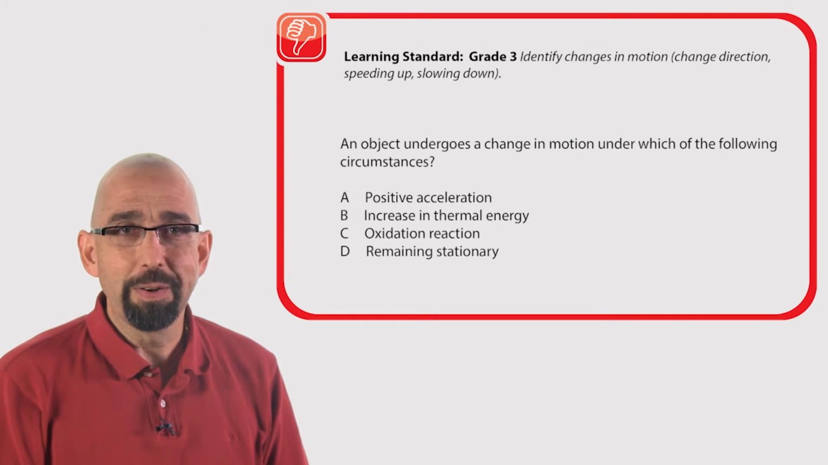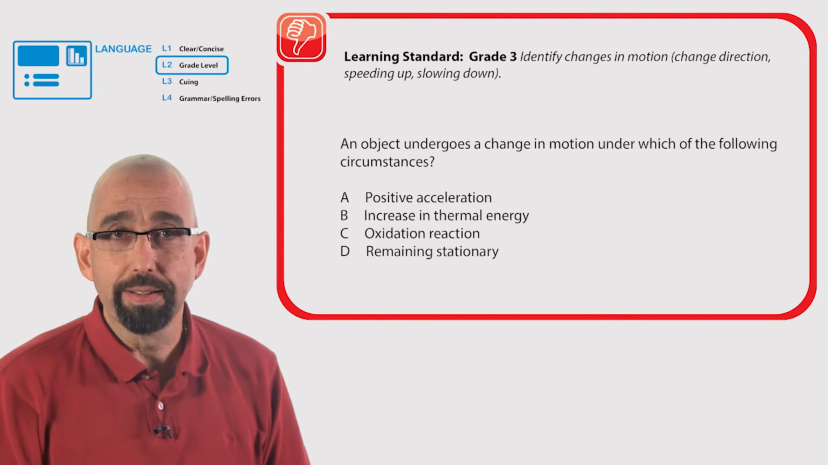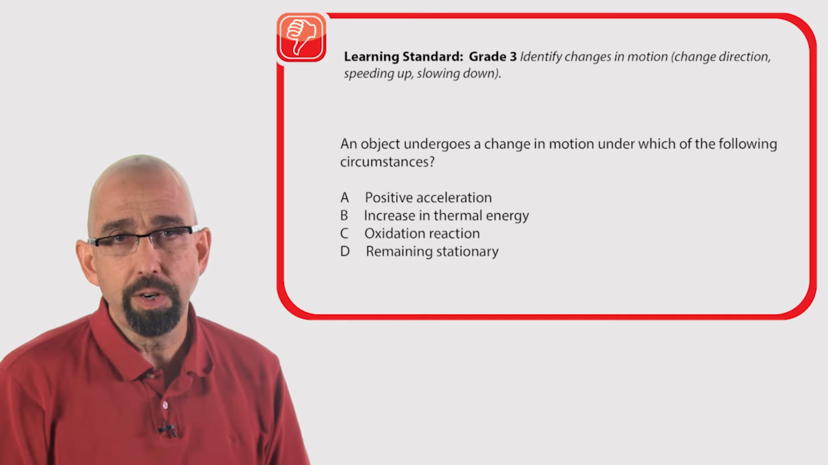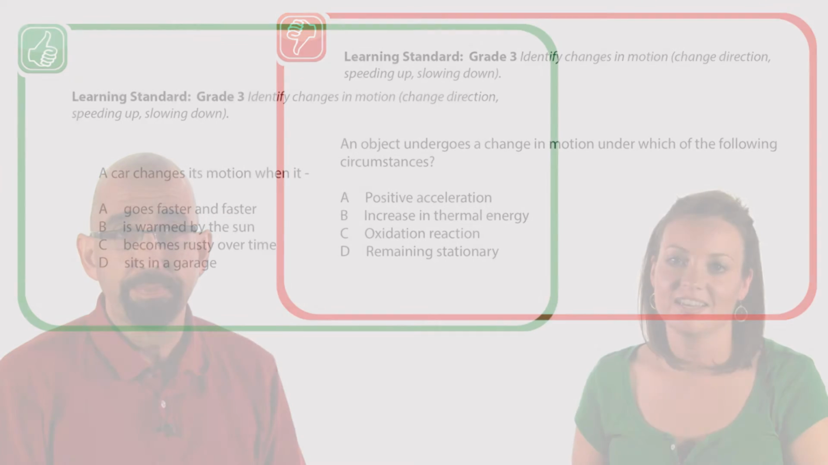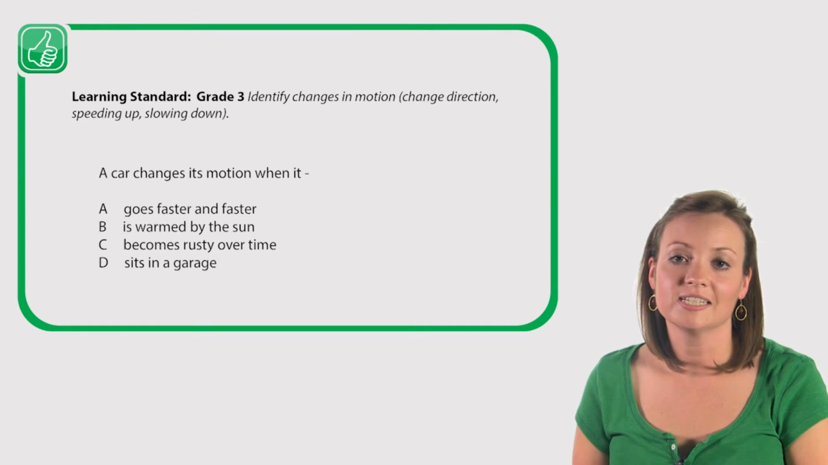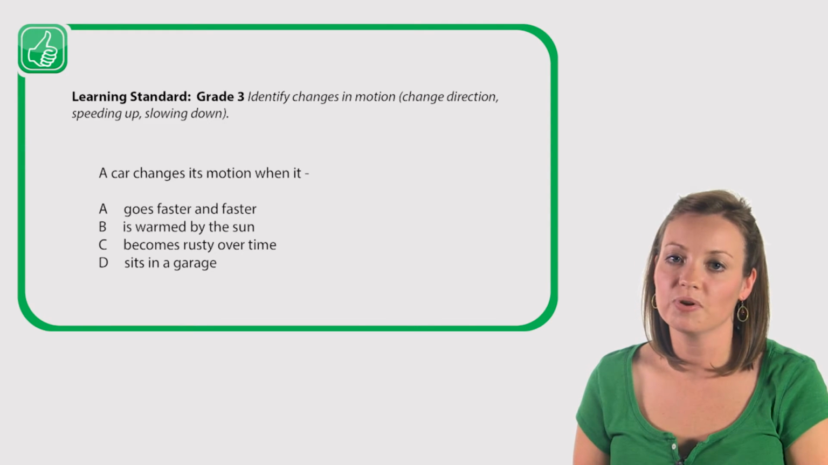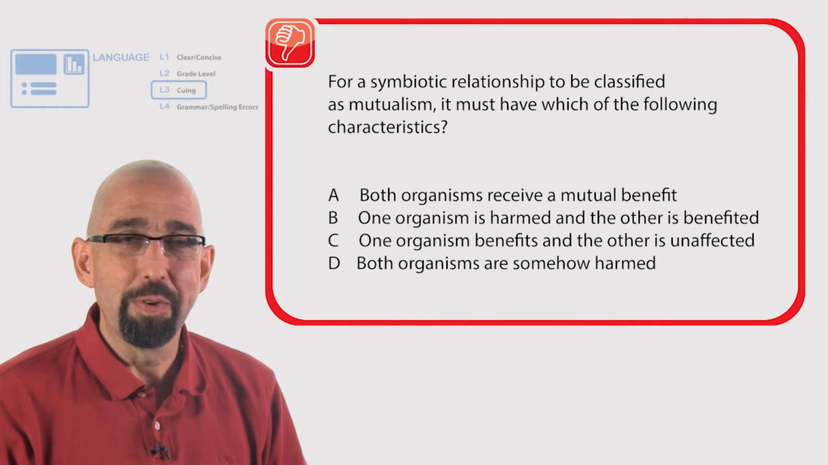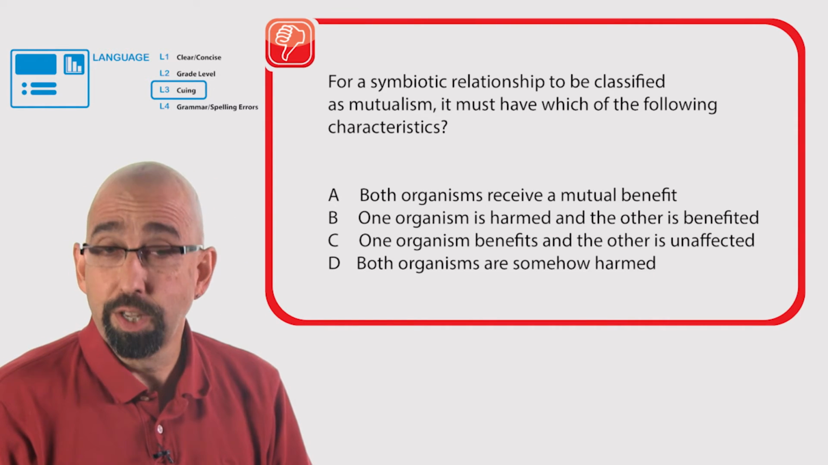This item fails at criterion L2, on grade level. It fails because it's written in a language above the grade level of the target audience, which is 3rd grade. This example is improved because it is now written in a language that is more comprehensible to 3rd grade test takers.